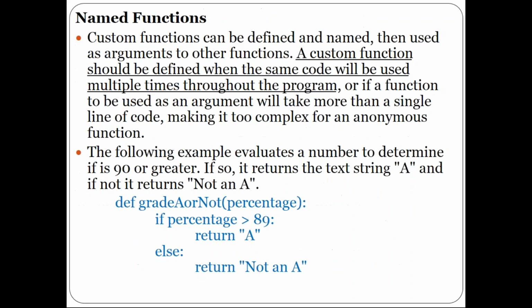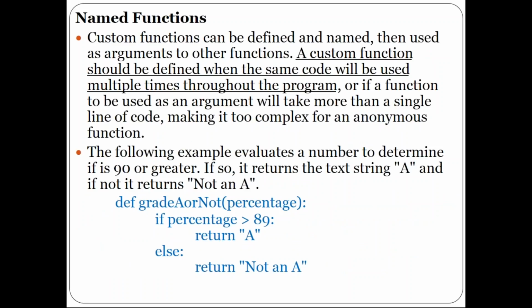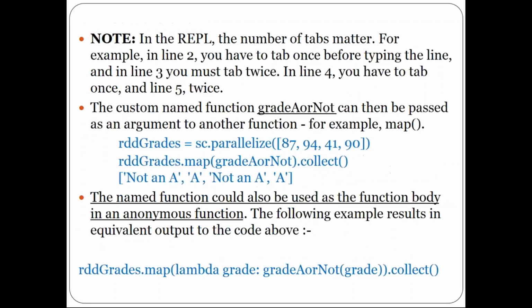Let me go back again. Now here, what happens is your custom named functions, grade A or not, can then be passed as an argument to other functions, for example the map function. Let us do that. Here, if you see this one, you have not given anything. You have just defined a custom function, grade A or not, and you are checking the percentage there. If percentage is greater than 89, return A. That is your function. Now come back here.